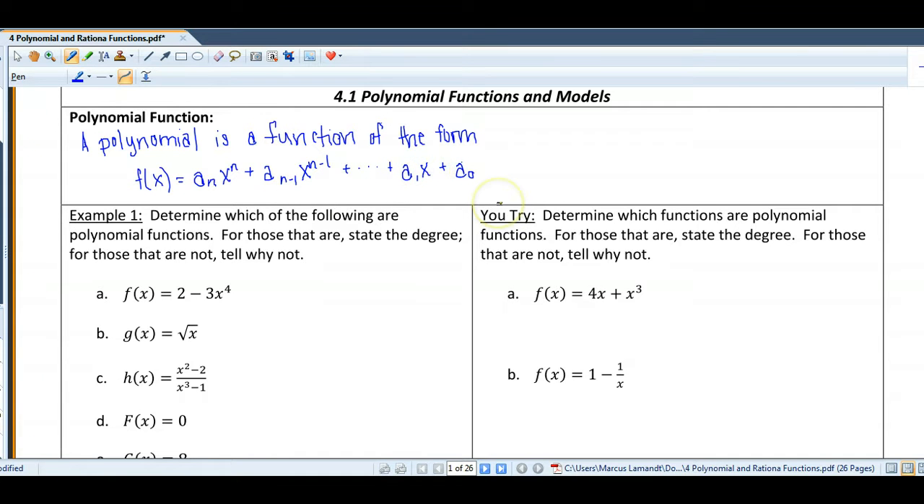So basically, let me write an example. So this would be an example of a polynomial. If I had 2x cubed plus 4x squared minus 5x plus 16, something like that. Okay, so all of these a terms are the coefficients, and all of these n terms are the powers. Okay, that's just an example. There's a million different kinds of polynomials out there.